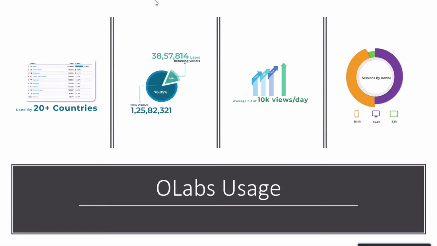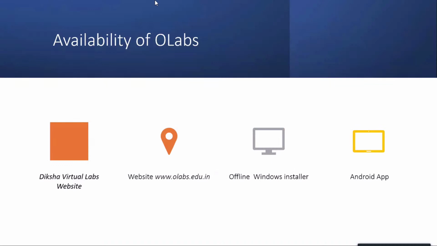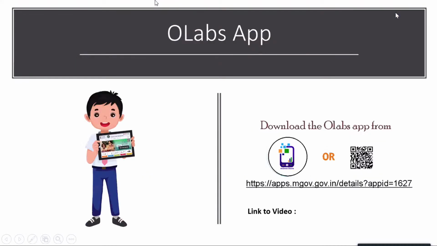These are some of the user statistics. You can see the new visitors and how many countries they come from, and the average website hit of our OLabs virtual lab is around 10K per day. As I was telling you first, it's available on the Diksha Virtual Lab website, on the OLabs website, as an offline installer, and also as an app. This is the app link. The user who wants to download the app can go to the Mobile Seva App Store and search for the Online Labs app. From there, they can download it and refer to the content for mathematics and other languages also, for which it's available free.